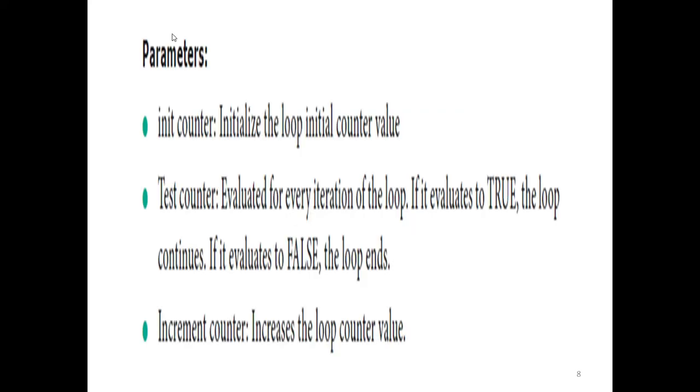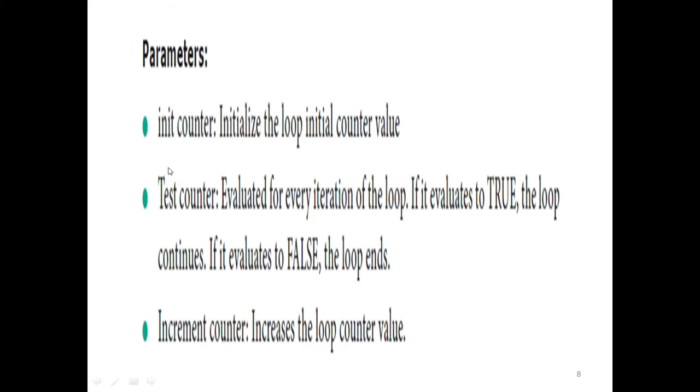Init counter initializes the loop, the initial counter value. For example, i equal to 1. Test counter is evaluated for each iteration of the loop, for example i is less than or equal to 10. It evaluates the condition as true or false. If true, continue. If it is false, the loop ends. Increment plus 1 increments the loop counter. For example, if you count 1 plus 2 plus 3 and so on.